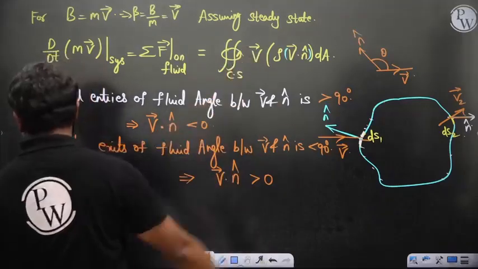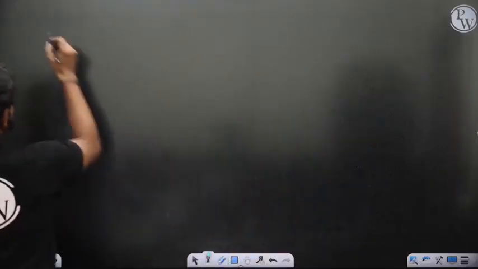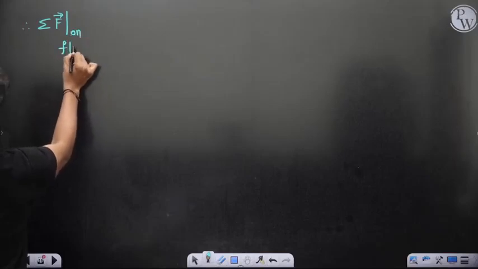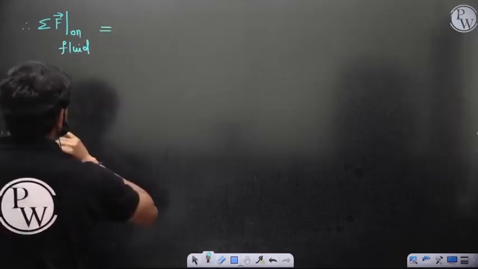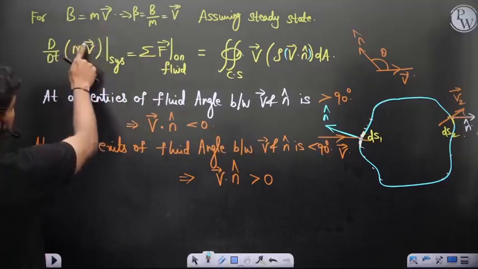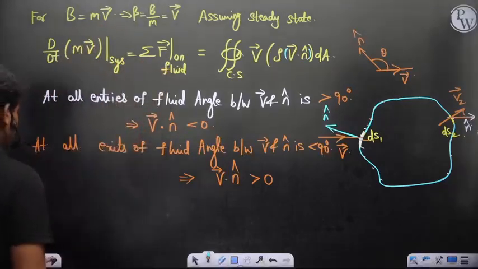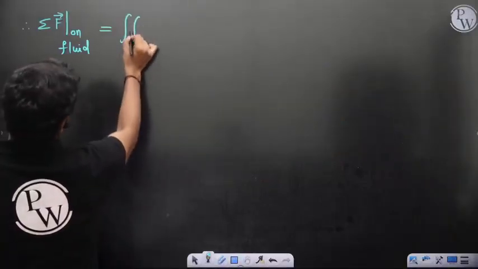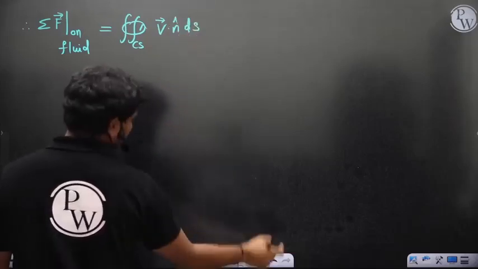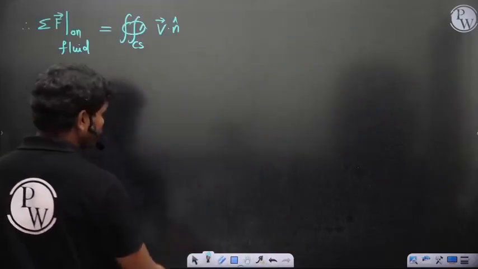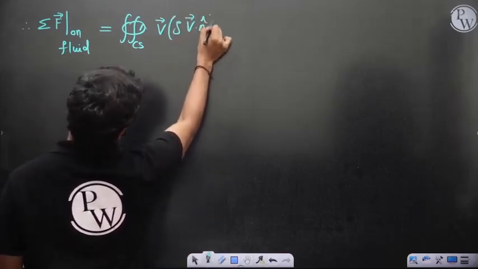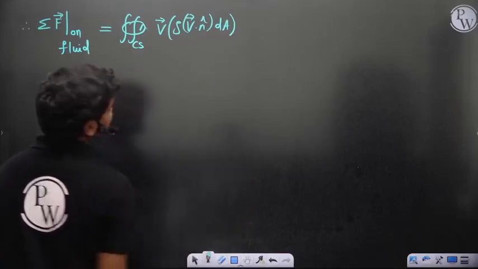Can I break this integration into two parts? Therefore, sigma f acting on fluid, because the rate of change of momentum is of mass, not the volume, okay? So this mass is for this fluid, not the volume. So this is equal to double integral over control surface V times rho V dot n cap dA. This is what you have.